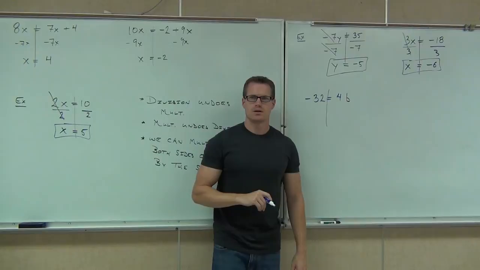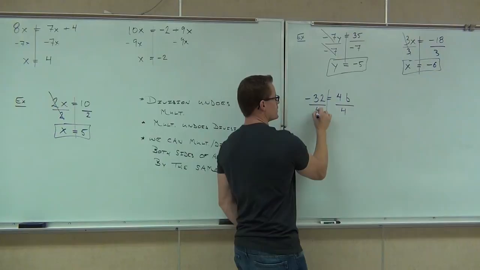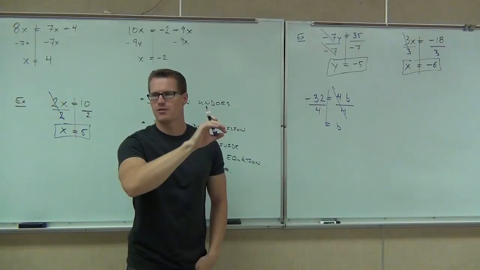Perfect. So if we divide both sides by 4, it doesn't really matter where the variable is. We still can create that 1. We still do our division rule over there. Negative 32 divided by 4 is how much, folks?